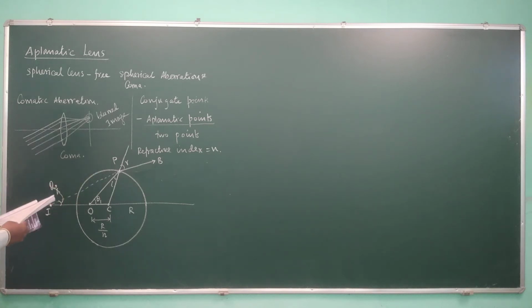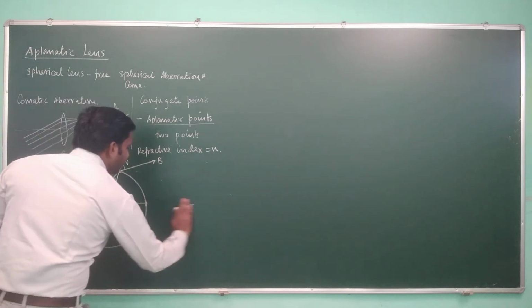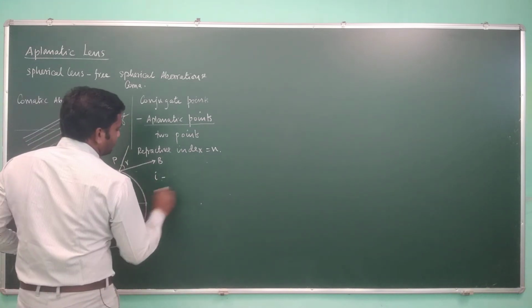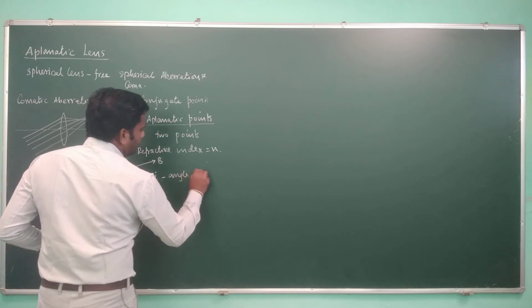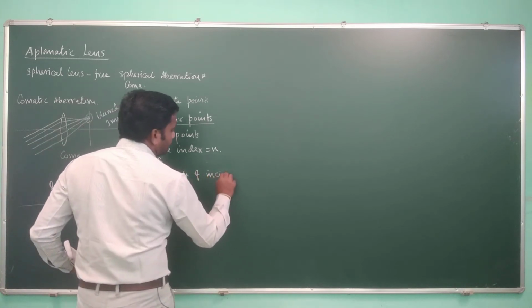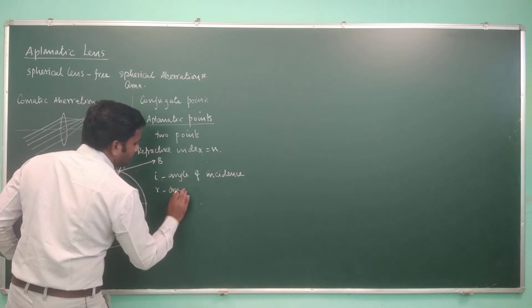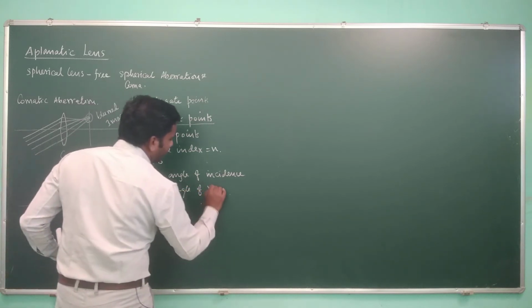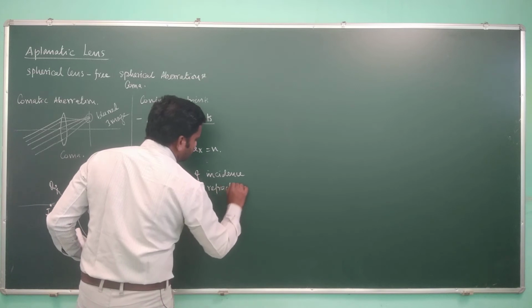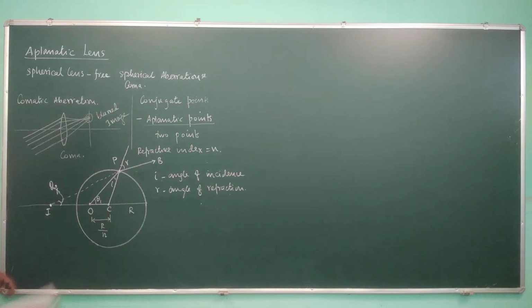Now, i is the angle of incidence and r is the angle of refraction. Okay, so be clear with this setup. Fine.